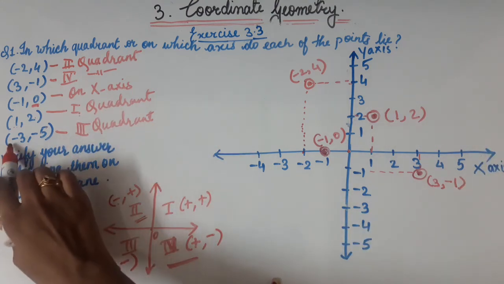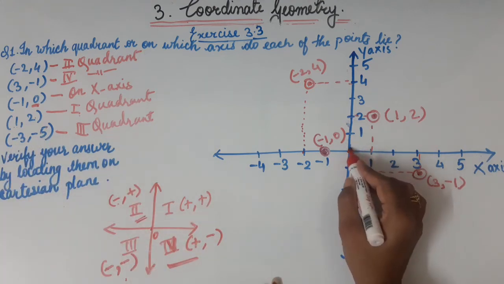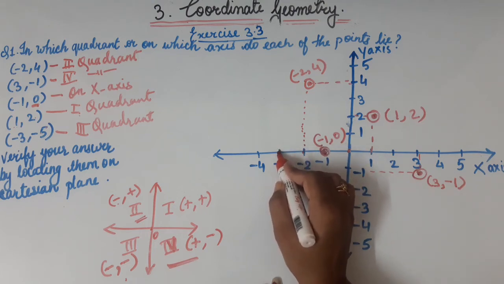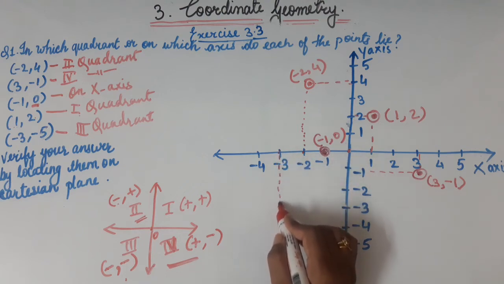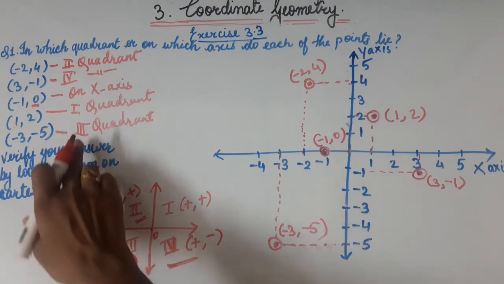Then the last point is (-3, -5). Again, start with the origin. Minus 3 means you will go to the left side of the origin, and you will reach here. Then the y coordinate is minus 5, so you will go below by 5 units and you will reach here. This will be your point (-3, -5), and it is in the third quadrant, as we wrote.